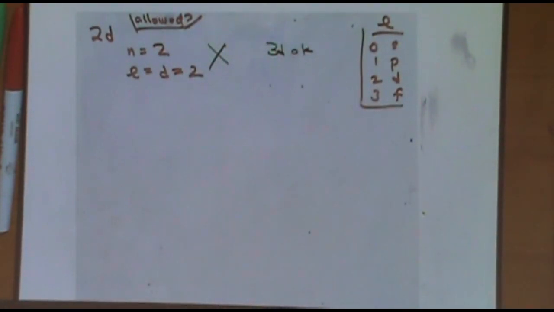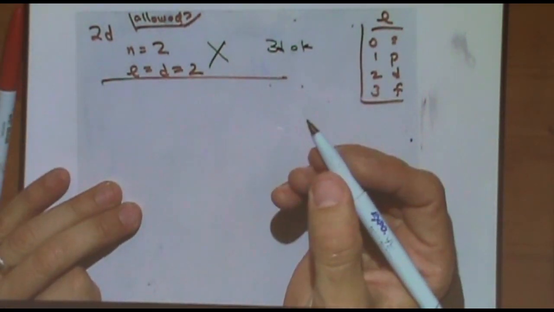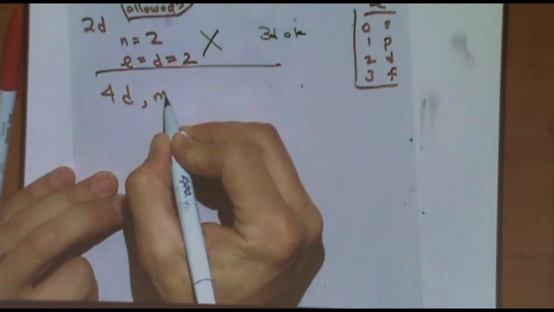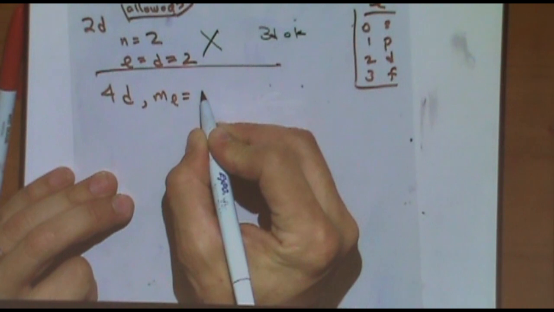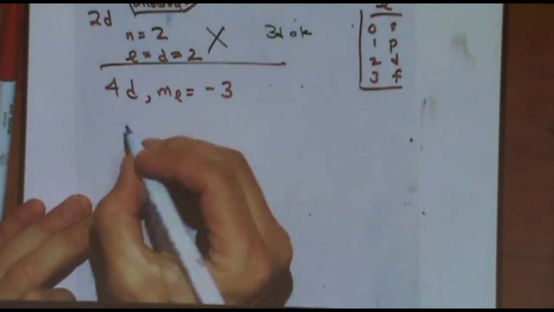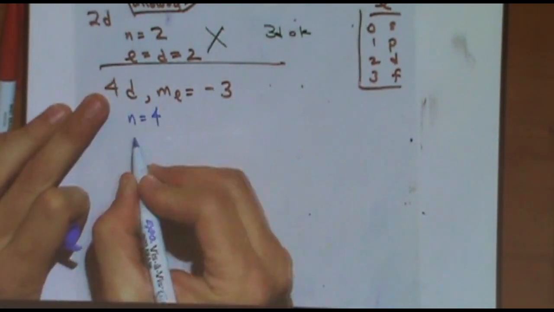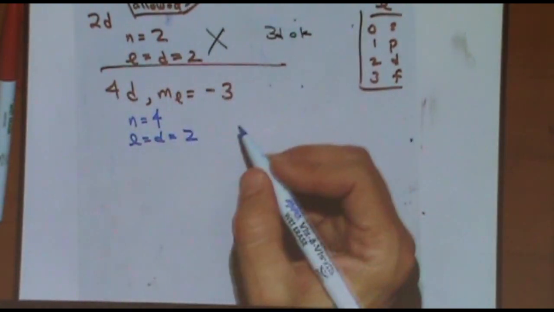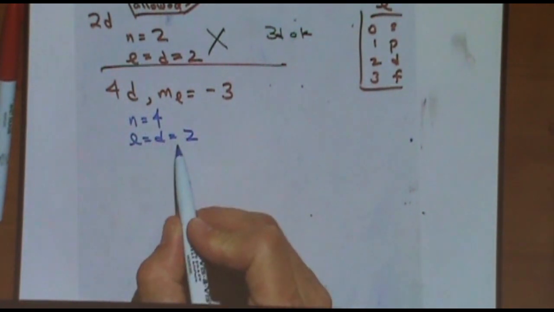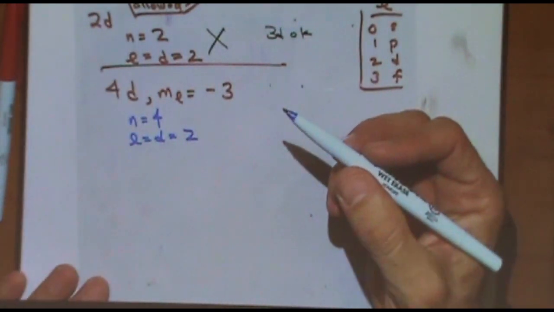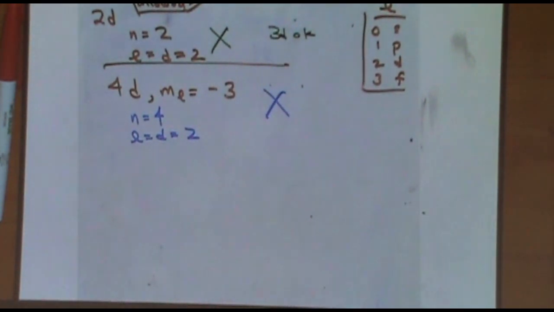Okay, let's try another one. Let's say you have 4D, and let's say m sub L equals -3. All right, so let's put in the quantum numbers that we know. What's n? 4 is the first number. L is D, which is 2. And then m sub L is -3. Okay, do n and L work, first of all? Yeah, a 4D is completely possible. If L is 2, will m sub L be -3, ever? No, that can't happen. So there's another not allowed scenario.